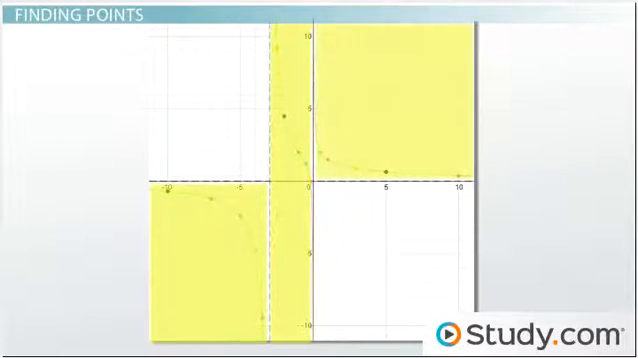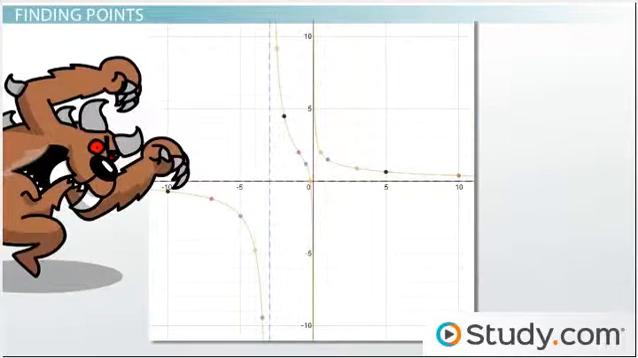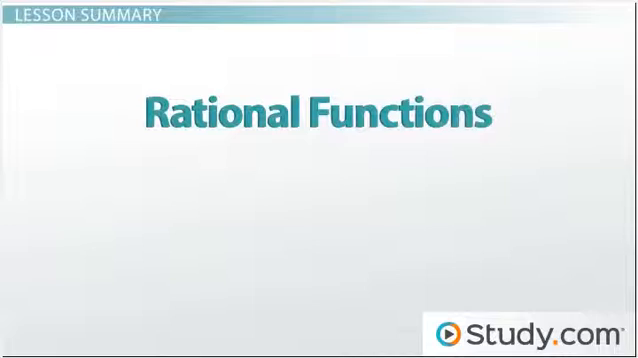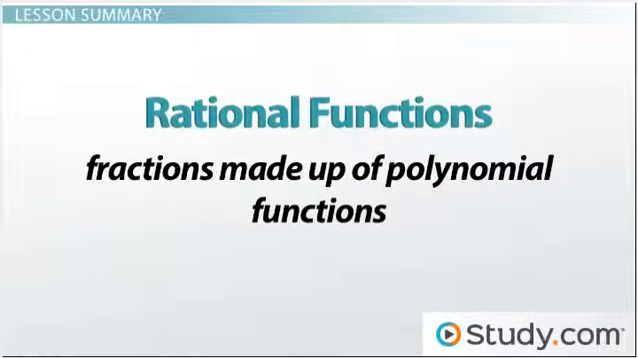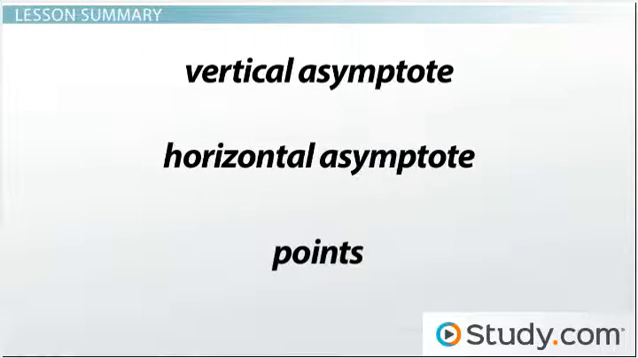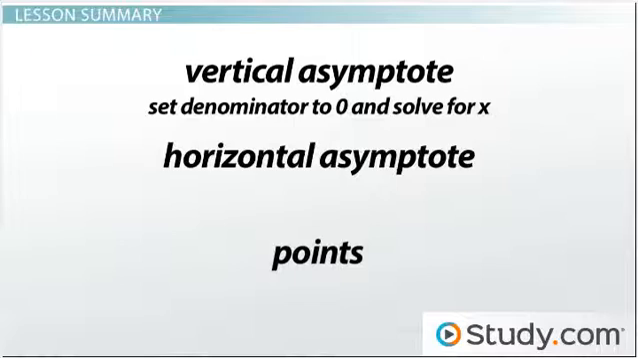We see that our graph can have more than one part depending on how many vertical asymptotes it has. We see that each vertical asymptote splits our graph up. So overall, graphing our rational function wasn't bad. We learned that rational functions can be described as fractions made up of polynomial functions. To graph them, we first find the vertical asymptotes by setting our denominator equal to 0 and solving for x.